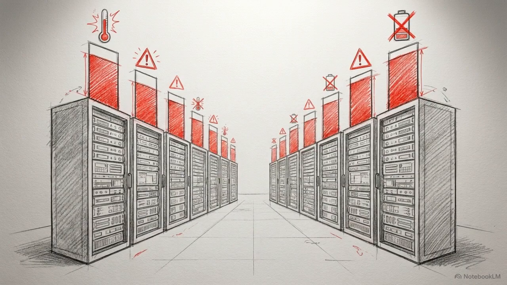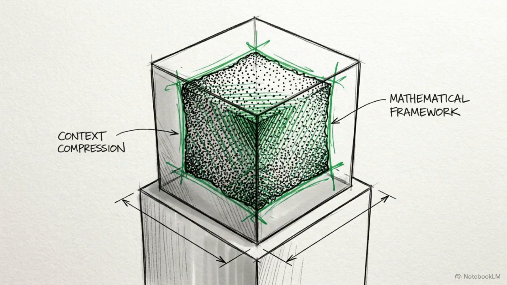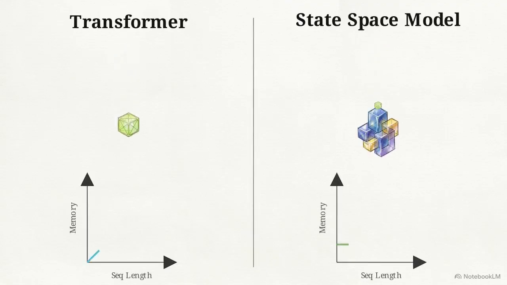Because transformers must cache all previous context, they eventually hit physical limits in memory bandwidth, regardless of optimization. State space models, like Mamba, offer a different approach by replacing context caching with context compression. While a transformer's cache grows linearly with sequence length, a state space model compresses history into a fixed-size state that remains constant.